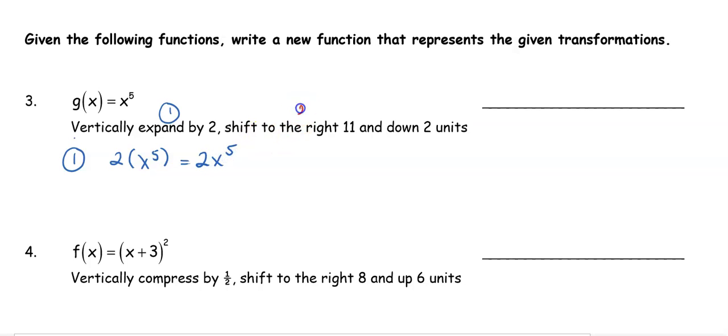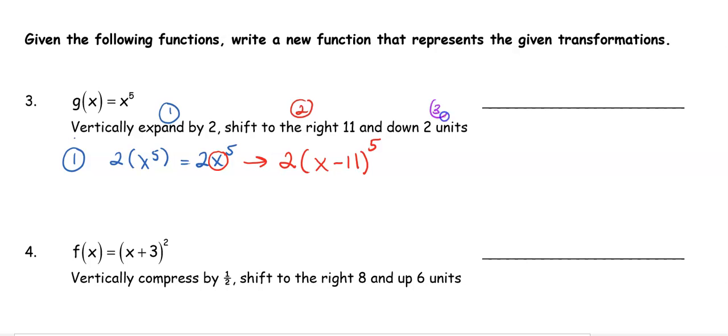And then we're going to go to the right 11. The horizontal shift happens inside of the parentheses with the variable. So the 2 stays there, and I'm going to go the opposite. Remember, horizontal is the opposite, so this is really going to be x minus 11 to the 5th power.